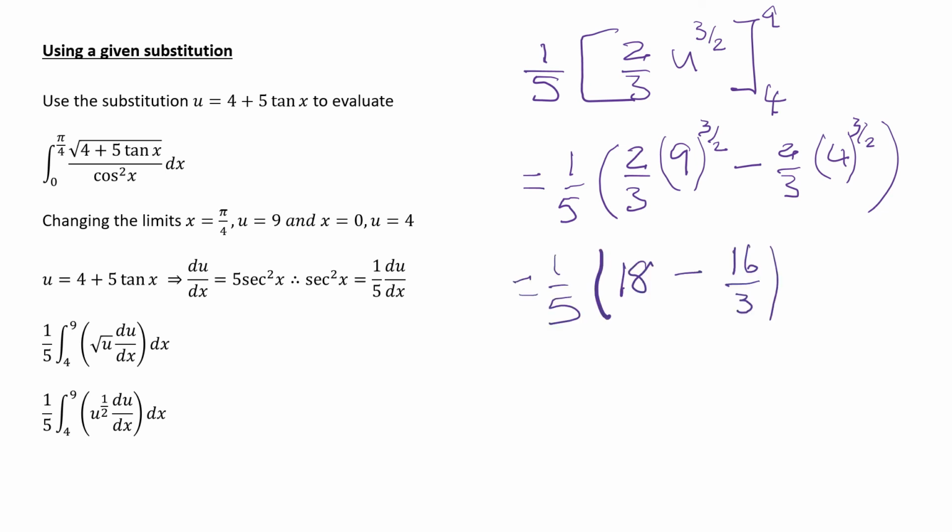Okay, 1/5, I'm not quite sure why that first bracket is more strident than the other, but hey. Right, now 18 is 54 over 3, and 54 over 3 minus 16 over 3 is 38 over 3. 1/5 of 38 over 3 is 38 over 15. Leave it in that form. There's nothing wrong with writing it as 2 8/15, but what purpose? 38 over 15 is a perfectly valid answer.